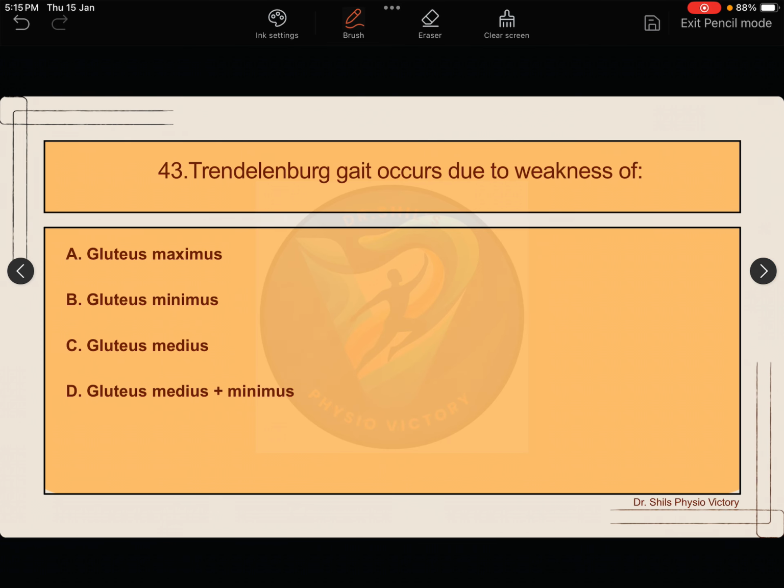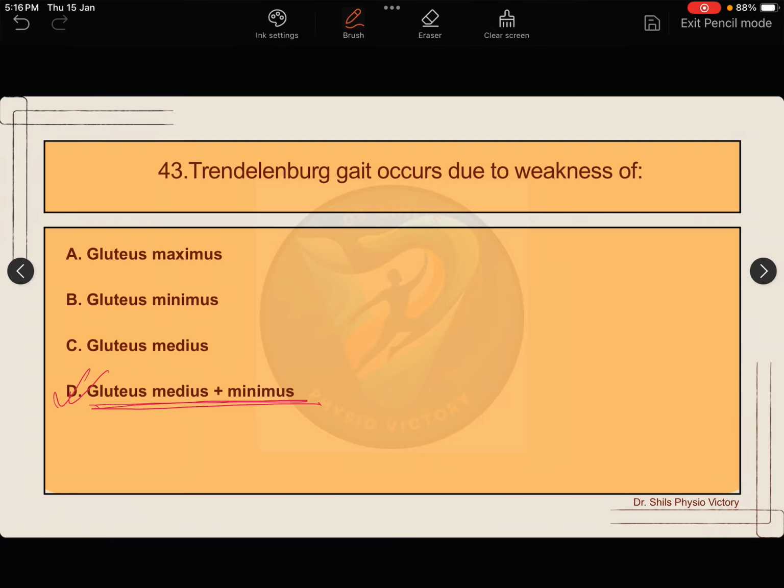Next, come to question number 43. Trendelenburg gait occurs due to weakness of option A, gluteus maximus, option B, gluteus medius, option C, gluteus minimus, option D, gluteus medius and minimus. Here, the correct answer is option D, gluteus medius and minimus.